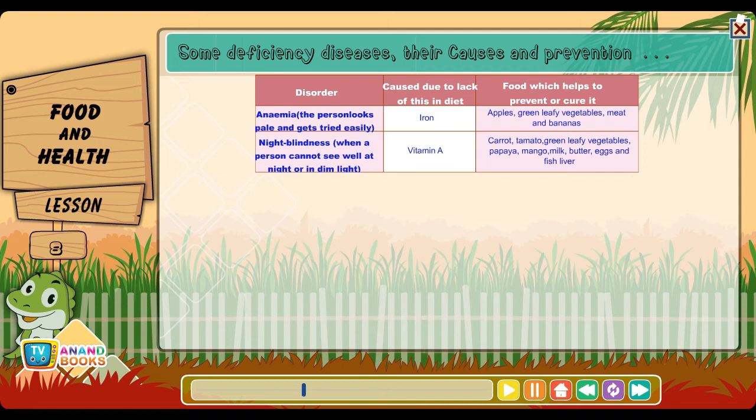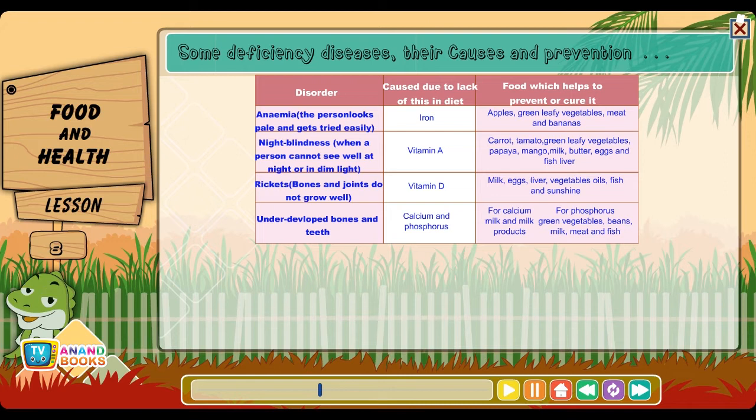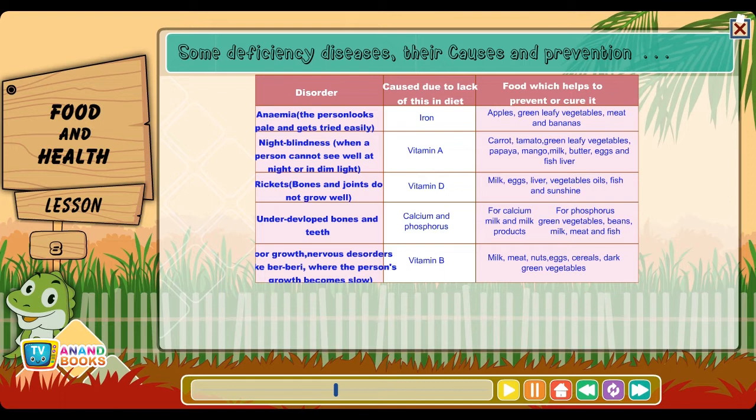Rickets. Bones and joints do not grow well. Vitamin D. Milk, eggs, liver, vegetable oils, fish and sunshine. Underdeveloped bones and teeth. Calcium and phosphorus. For calcium, milk and milk products. For phosphorus, green vegetables, beans, milk, meat and fish. Poor growth, nervous disorders like beriberi, where the person's growth becomes slow. Vitamin B. Milk, meat, nuts, eggs, cereals, dark green vegetables.